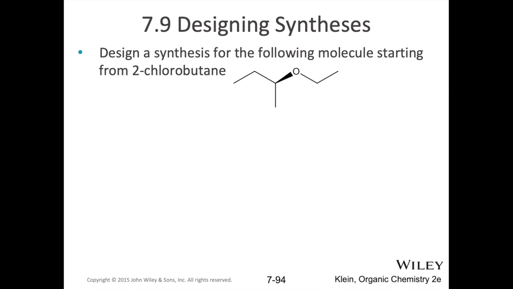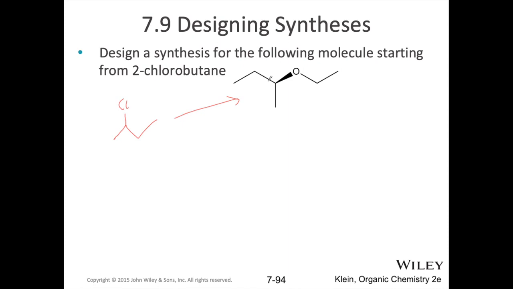So let's put this into practice. Here is the molecule that we're trying to make. We're starting from 2-chlorobutane. So draw 2-chlorobutane and ask yourself, how can I get from that to our product? If it helps out, I'm going to draw your 2-chlorobutane here. So butane has 4 carbons, 1, 2, 3, 4. And we have our chlorine on our number 2 carbon here. So there's 2-chlorobutane. Ask yourself, how do I get from here to here?